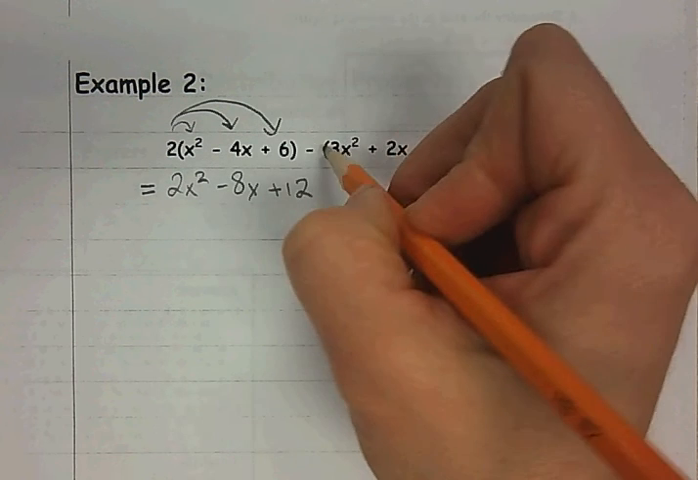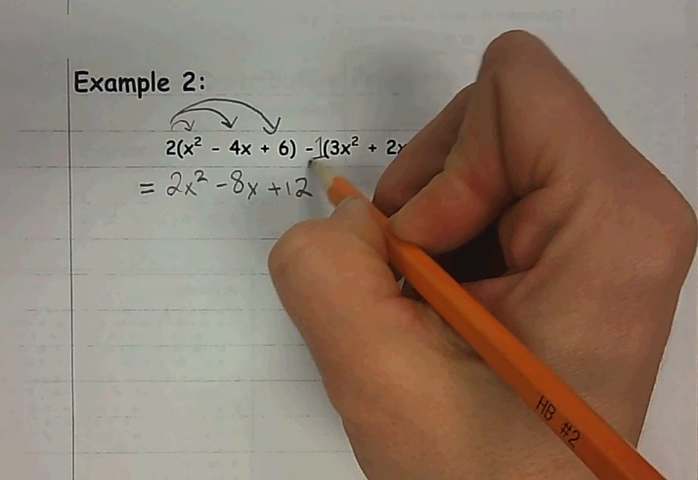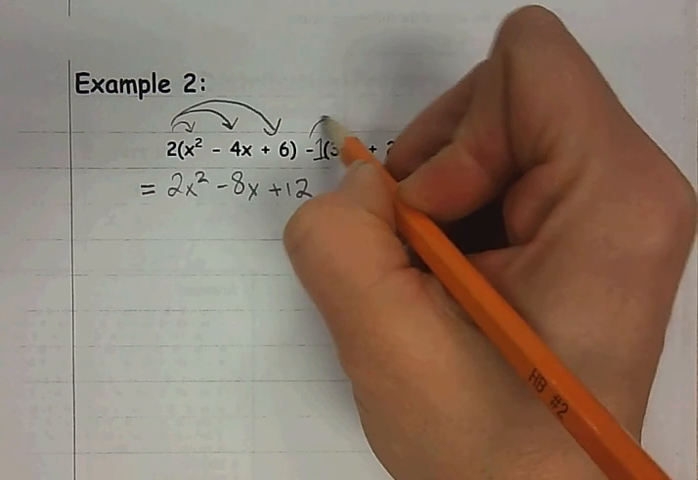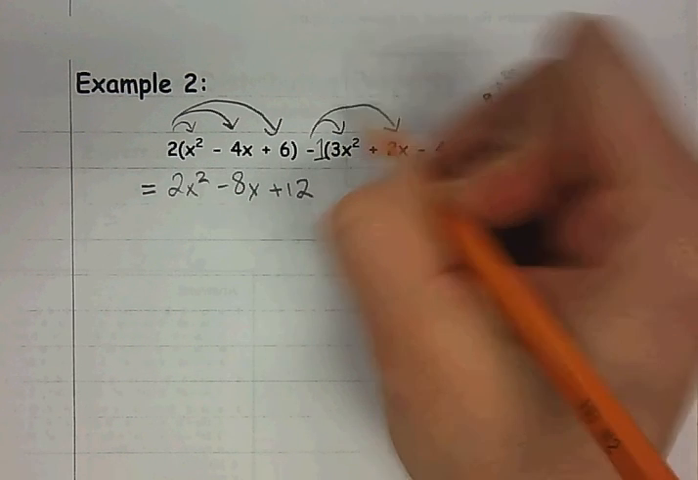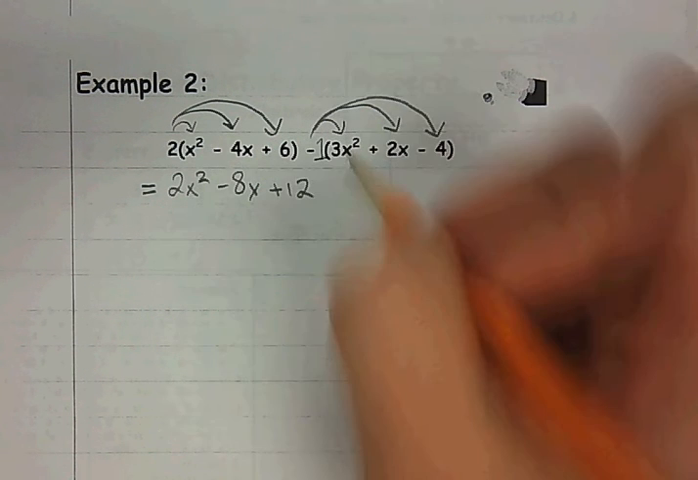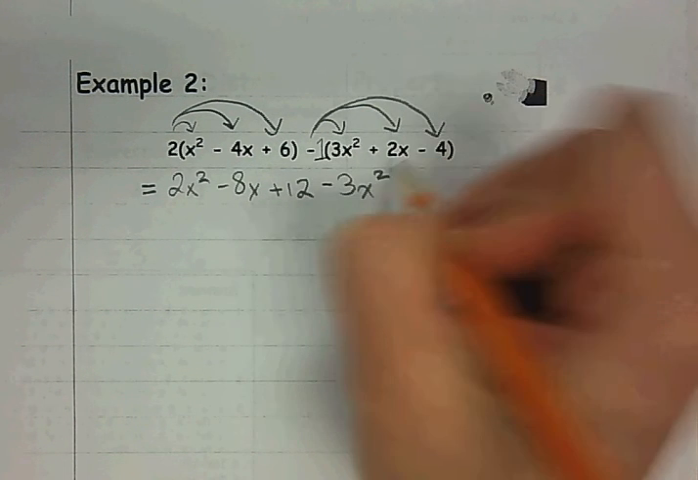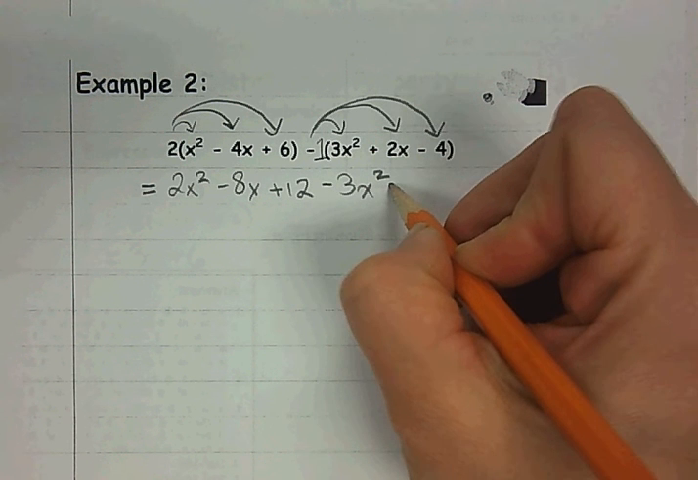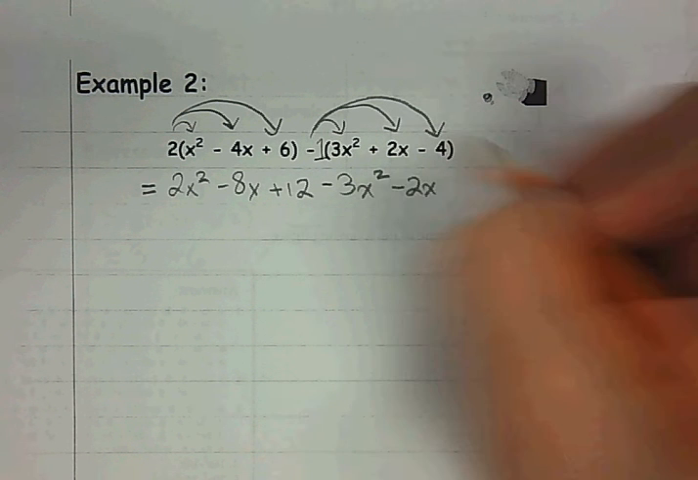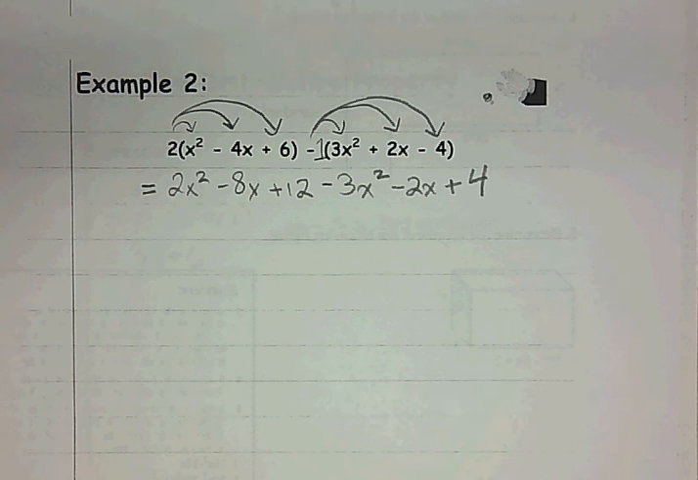And for the second bracket, it doesn't look like there is a term there, but if you remember, just that negative sign represents the coefficient negative 1. So we're going to distribute a negative 1 to these 3 terms inside the trinomial. So negative 1 times 3x squared is negative 3x squared. Negative 1 times 2x is negative 2x. Negative 1 times negative 4 is positive 4.